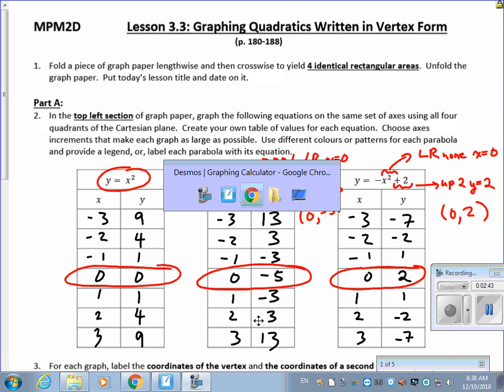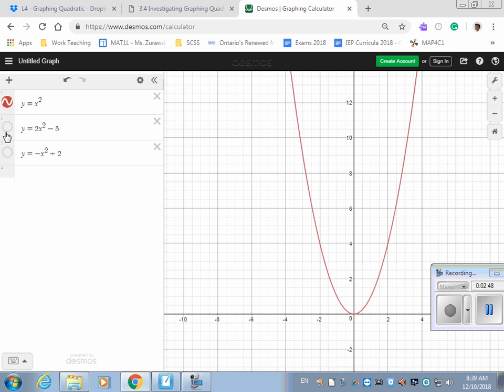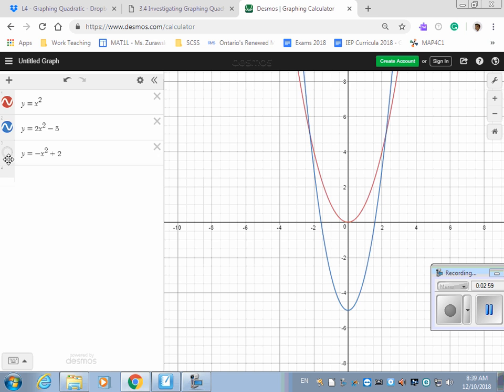So now, when we graph, our basic graph looks like this, y equals x squared. And then, for the next graph, you'll notice we have y equals 2x squared minus 5, and we have something that looks like this. Now we also have our next graph, which should look like this. Opening down, but its vertex is at 2, as you can see. For our second graph, our vertex is at -5 and it opens up. But you'll notice that something weird happens.